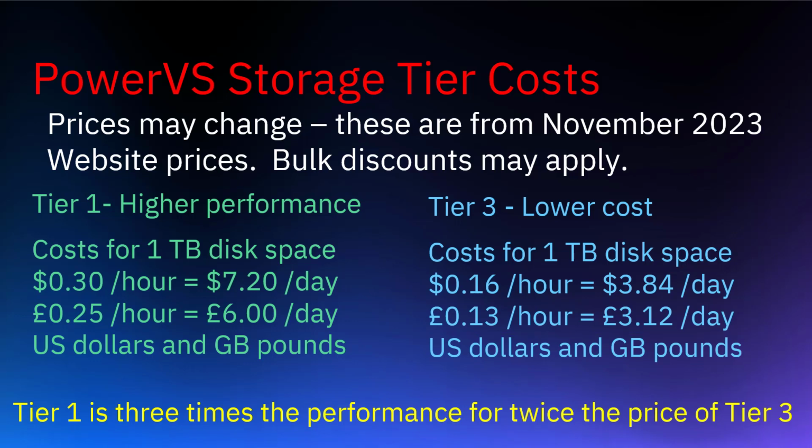Roughly speaking, if you want some way of remembering this, the Tier 1 disks are 3 times, actually 3.3 times the performance for twice the price, actually slightly less than twice the price at the moment. So this will give you an idea of how much extra you need to pay to get your ultra fast disks, and you can decide for yourself whether you need those for your particular workload.